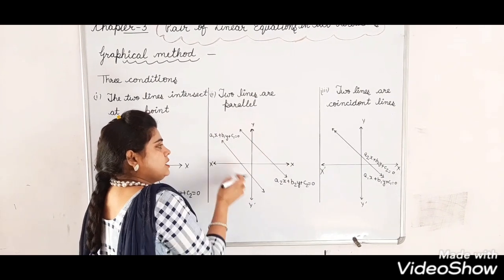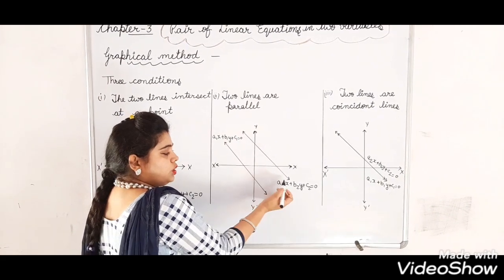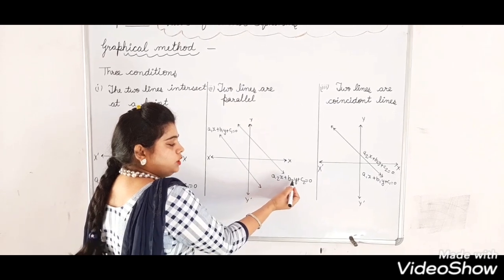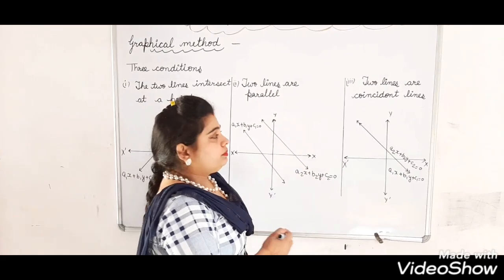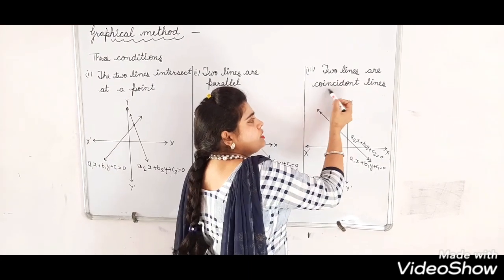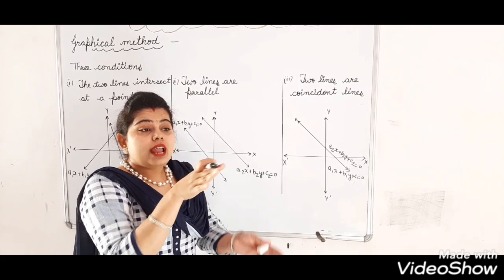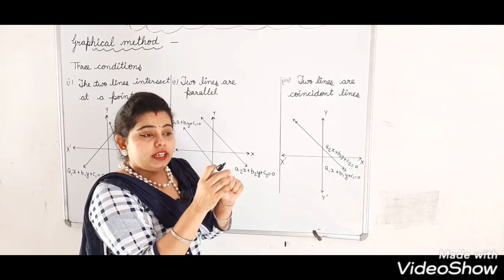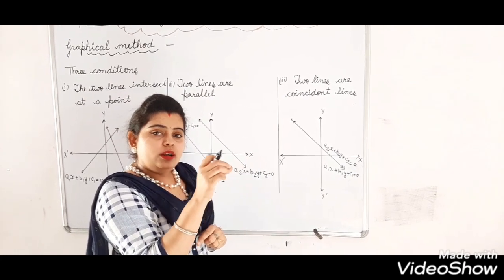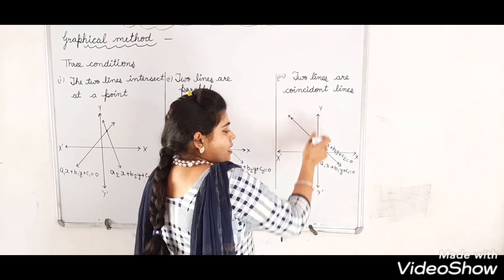X-axis, Y-axis, this is for a1x plus b1y plus c1 is equal to 0, and this is for a2x plus b2y plus c2 is equal to 0. Third condition, lines are coincident lines. Coincident lines means when two lines overlap each other, means they don't have any separate point. Both lines lie on the same points. These are called coincident lines.